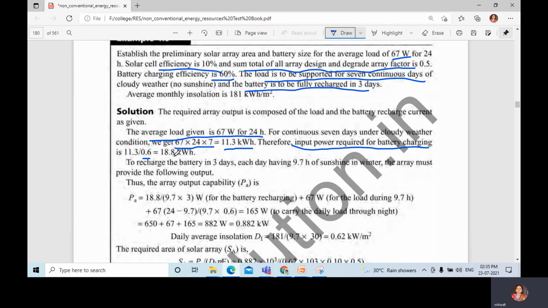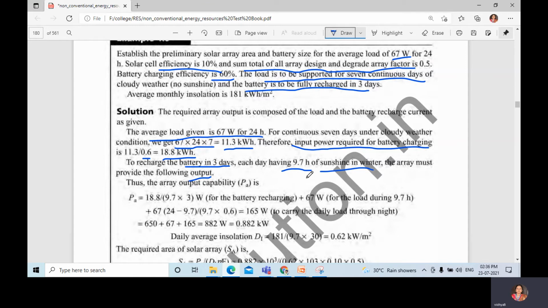If you divide by 0.6, what do you get? 18.8 kilowatt hour, to recharge the battery in 3 days. Each day having 9.7 hours of sunshine in winter, the array must provide the following output. In the winter season, 9.7 hours will be the sunshine.